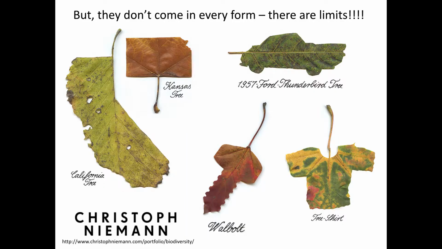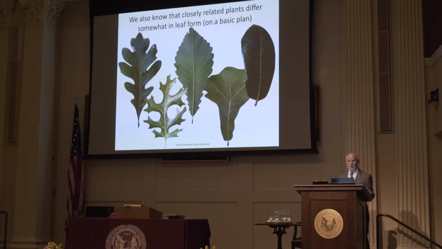But it's also the case that leaves don't come in every different kind of form. So, for example, we don't have them looking like California or Kansas. We don't have them looking like Thunderbirds or T-shirts. So there is a ton of different variation out there, lots of diversity, but not everything that you could imagine. Now, the other thing that's common knowledge, I think, is that in particular groups of plants, I'll just show you one, there's variation around a kind of theme.